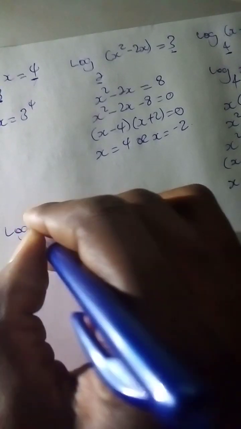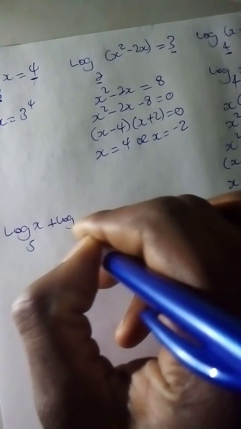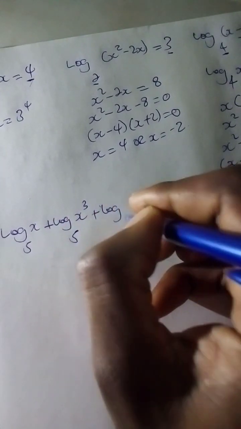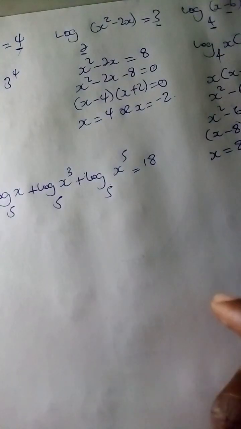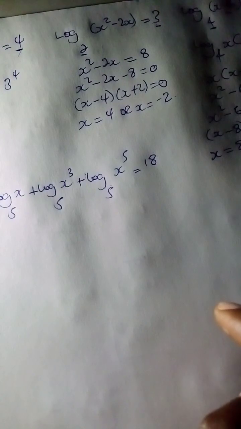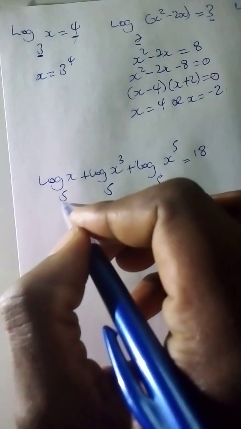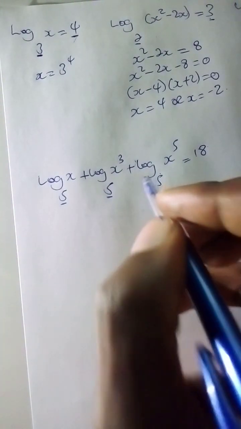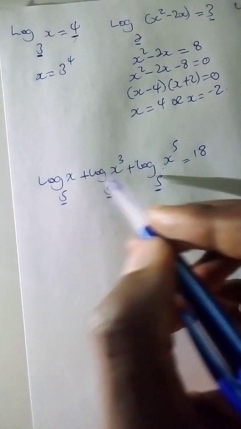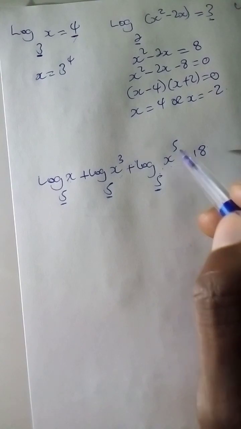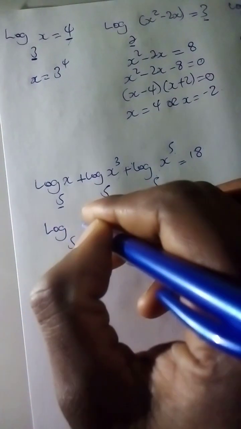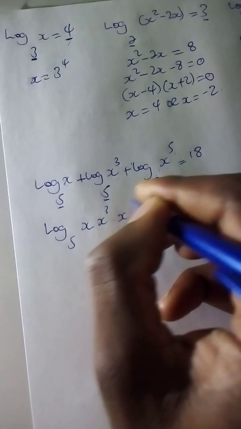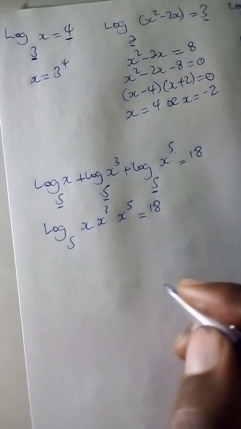Let us say that you have log 5x plus log 5x cubed plus log 5x to the power 5, it's equal to 18. Right, so now from here, if you look closely at this, the bases are the same, right? So since the bases are the same, we need to look at our terms. Look at this, we have x cubed, and we have x to the power 5, right? So now since they are all different, we can apply our law, right, and say it's log 5x times x cubed times x to the power 5, it's equal to 18, right?